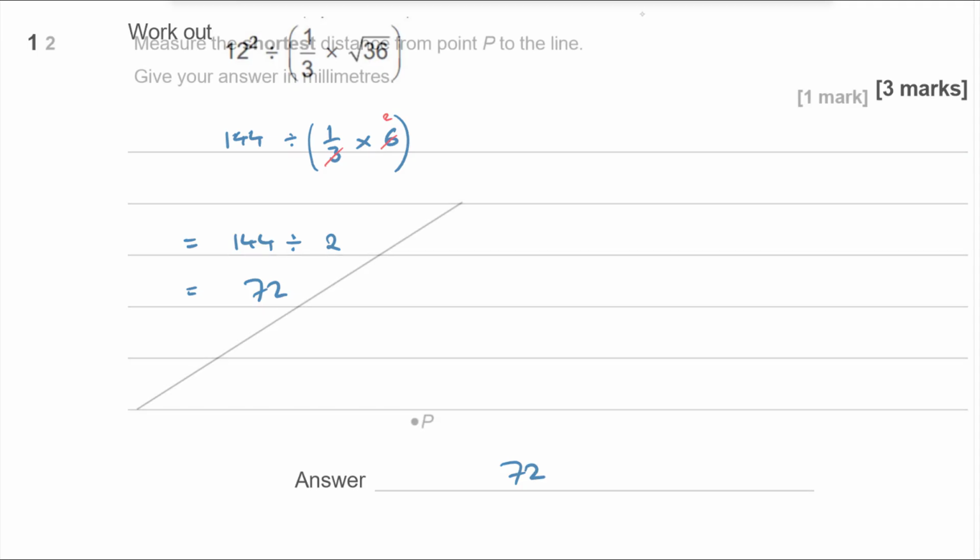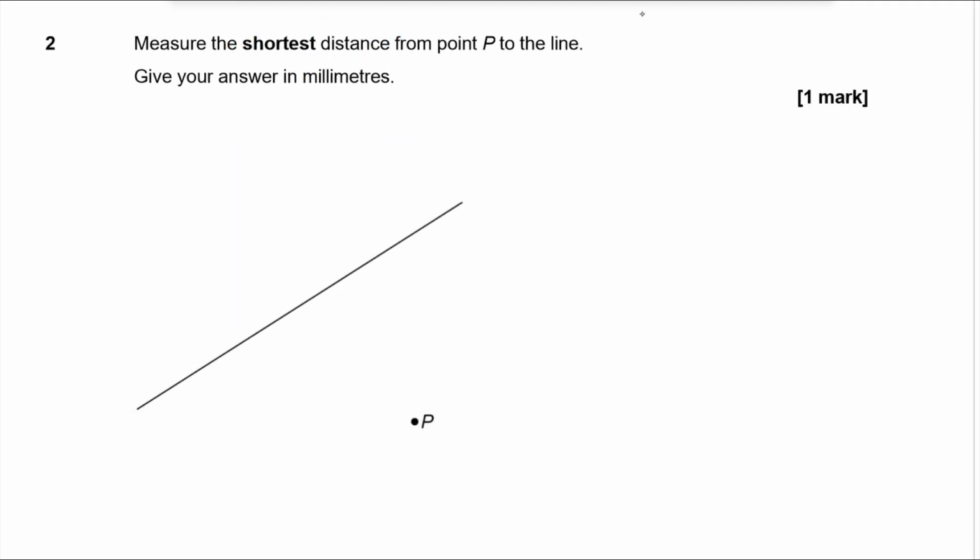72. Question 2. Measure the shortest distance from the point P to the line. Give your answer in millimeters. Okay, so, well, the shortest distance is going to be the line that is at right angles to that line. So if we can find the line that's right angles to the one that we've got there, and that passes through the point P, that will be the shortest distance.